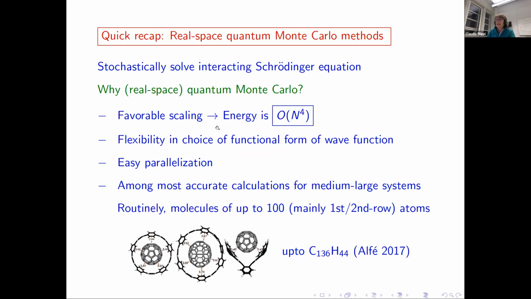So we have a favorable scaling. If you look at the energy per Monte Carlo step, you have order N to the 4th. We have flexibility in the choice of the wave function, easy parallelism, and we can really provide quite accurate calculations for medium to large systems, also extended systems. And these techniques are routinely used for molecules up to 100 atoms, I would say mainly first and second row, and that's one example of something rather large from the group of Dario Alfè, a few years ago, where they were trying to benchmark van der Waals interactions in various DFT.